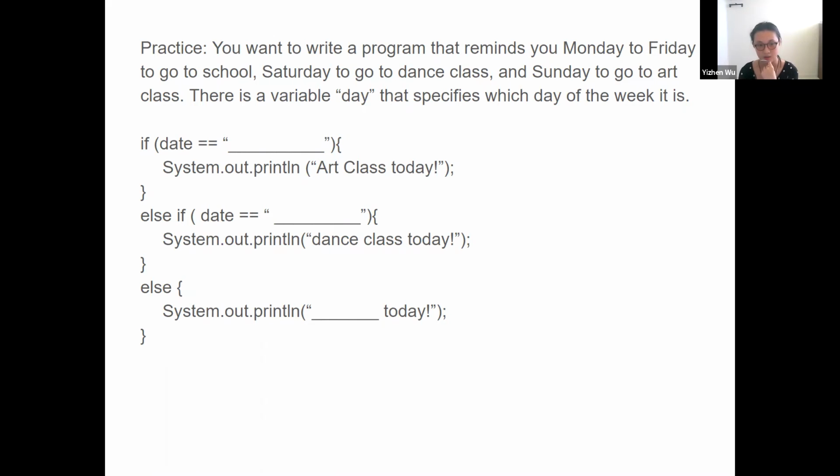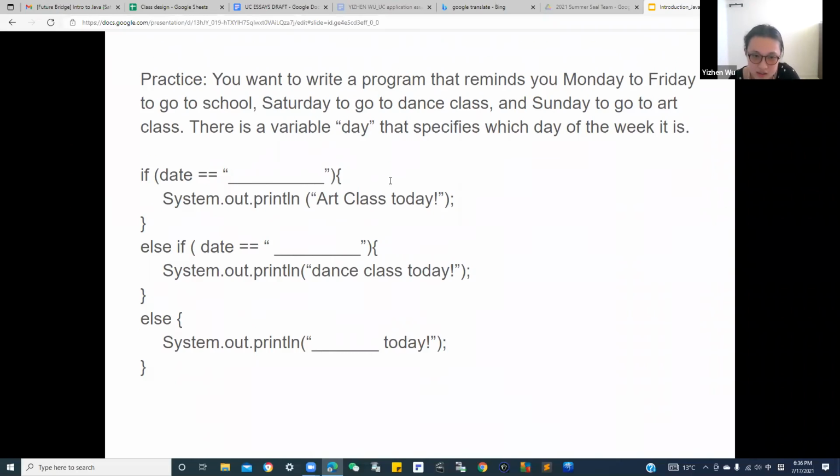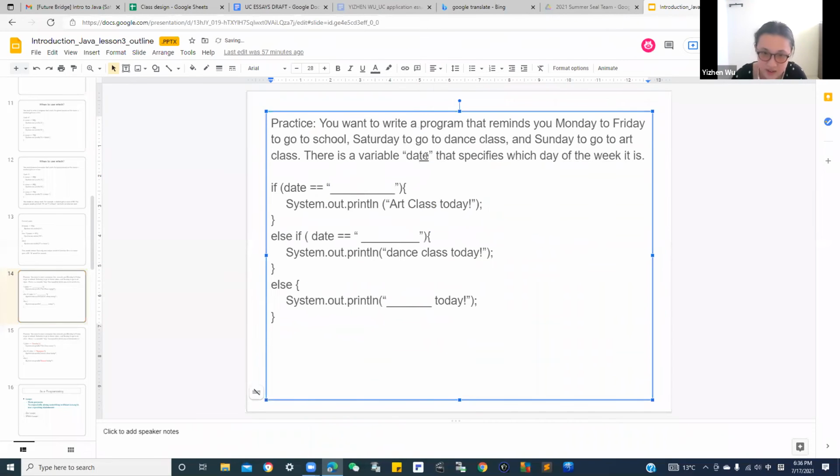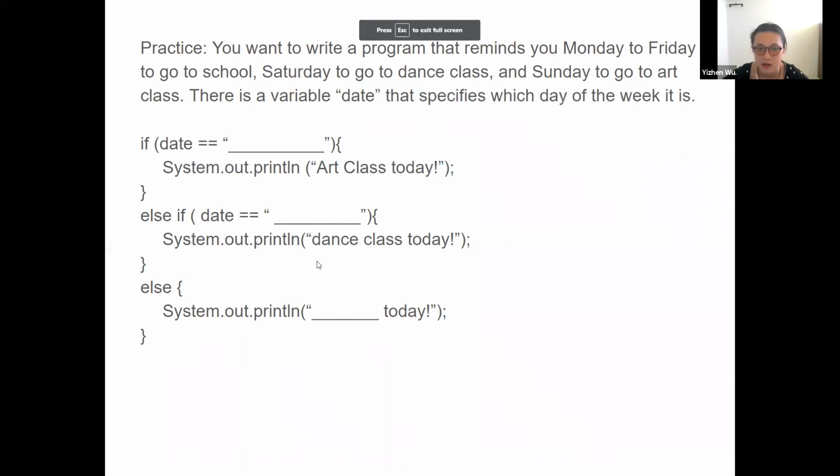So there's a variable date that specifies which day of the week it is. Basically, that's kind of like your calendar or your alarm. Not sure if you guys have one of those that pops up and says something if today's a weekday, or if today's maybe June 13th, it's going to pop up and say something. This program works like that. So we will use the if-else statements to make it work.